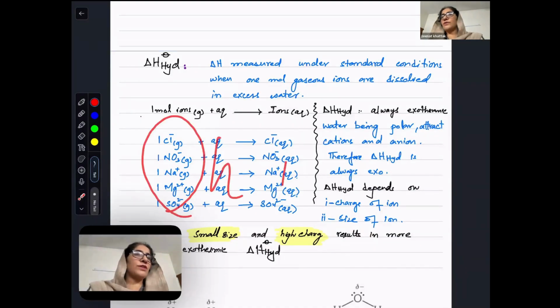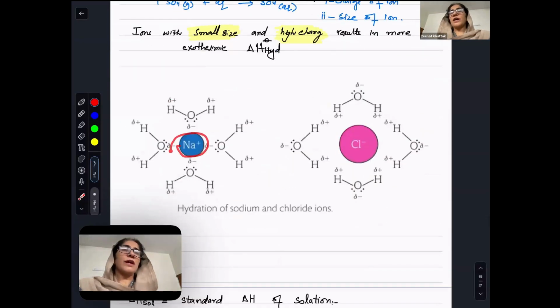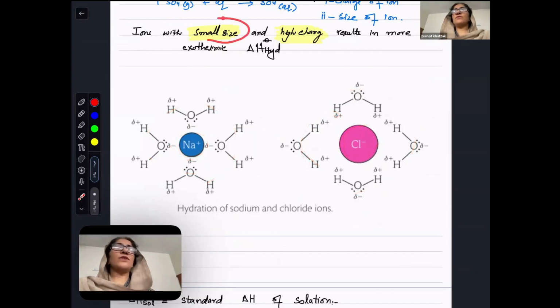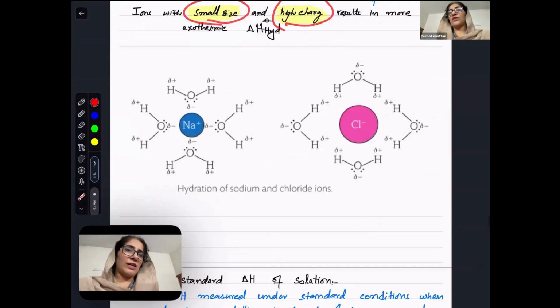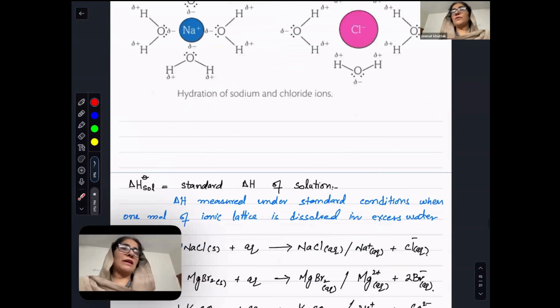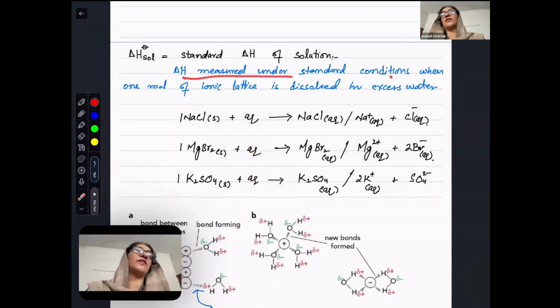Ions in water, delta H hydration is always exo because the ions are attracted by water, cation attracted by water, anion attracted by water. Ions with small size and high charge have more exothermic delta H hydration. Delta H solution: when you put salt in water, enthalpy change measured under standard condition when 1 mole of ionic lattice is dissolved in excess water.